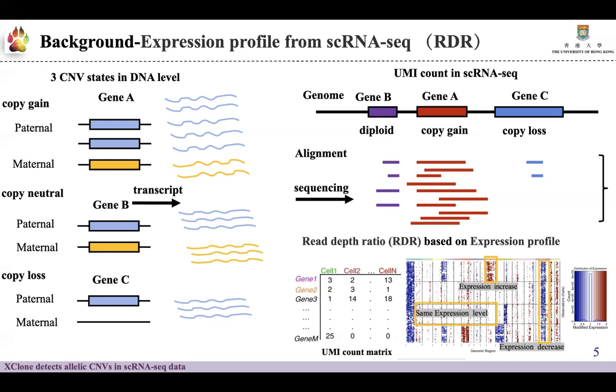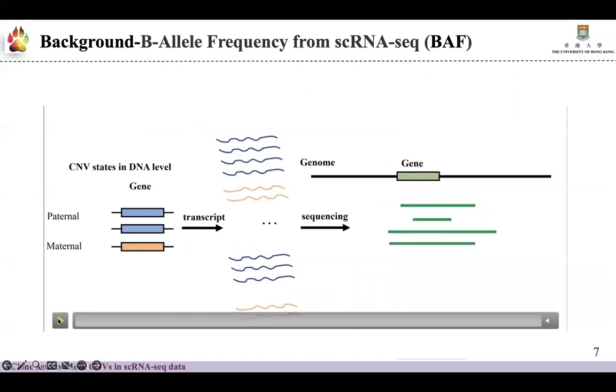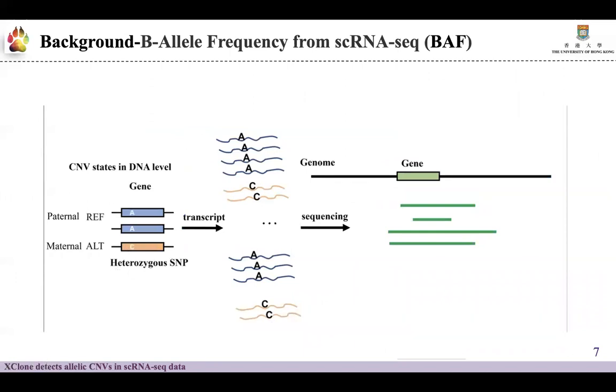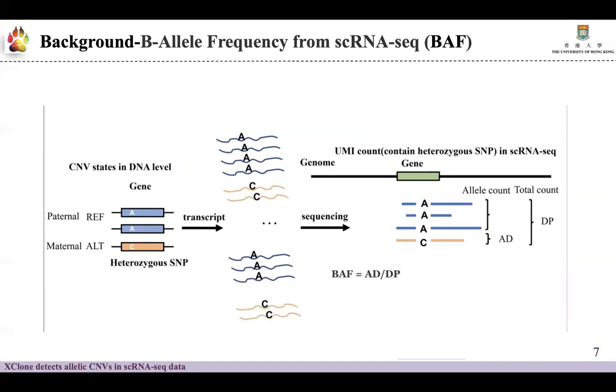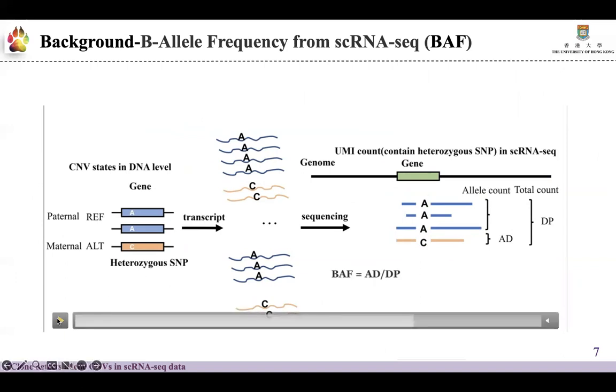However, depending on the expression profile alone cannot help to distinguish which allele has the copy number variation. Actually, based on the genotype, the heterozygous SNP, we can get the B allele frequency information from UMI counting, the allele count and the total count.